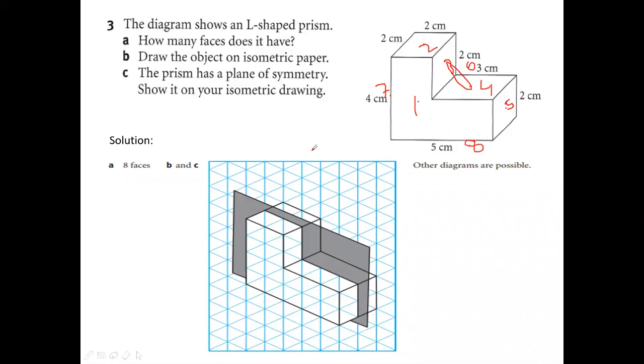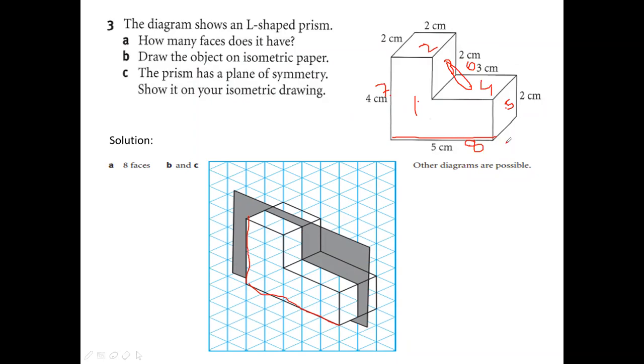Next, draw the object on isometric paper. How do we draw the same object on isometric paper? Very easy. Here he has given 4 centimeters. That means 4 units. You take the isometric paper, you take 4 triangles. From here 1, 2, 3, 4. 4 centimeters. Then the length is 5 centimeters. So take 5 triangles from here. 1, 2, 3, 4, 5.